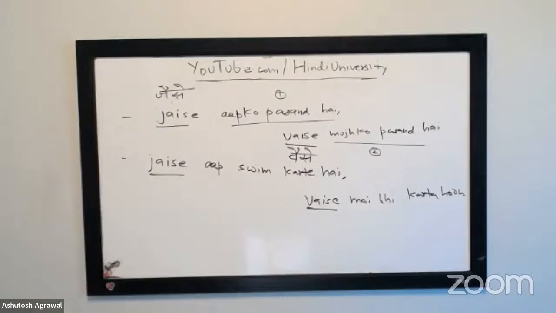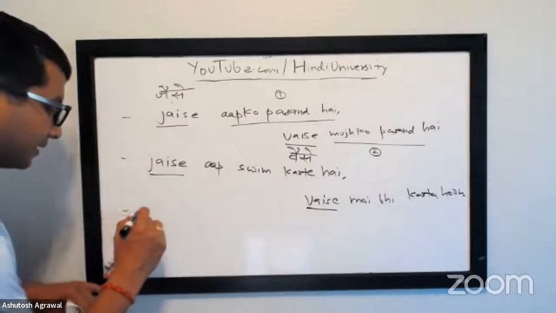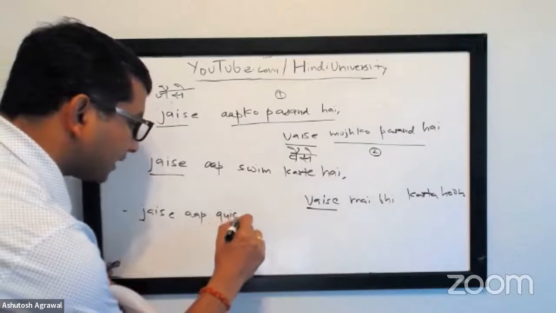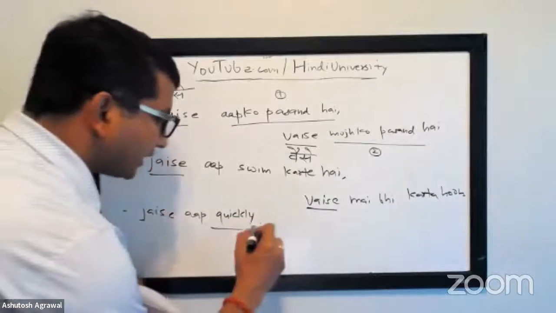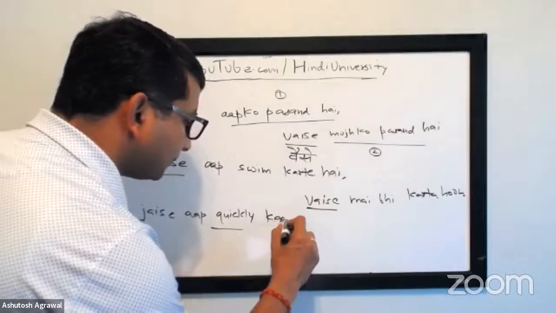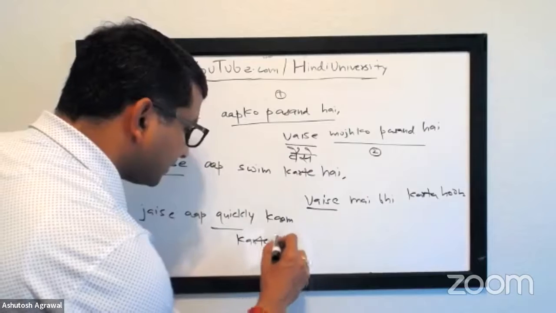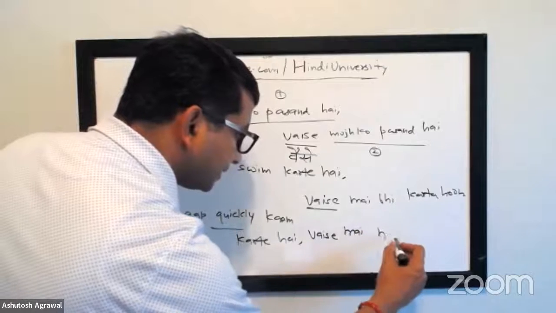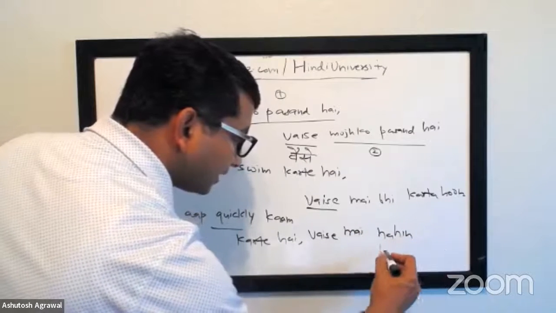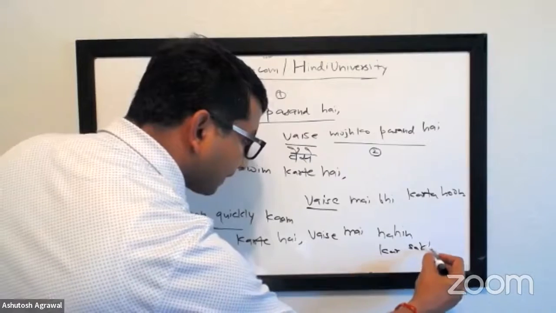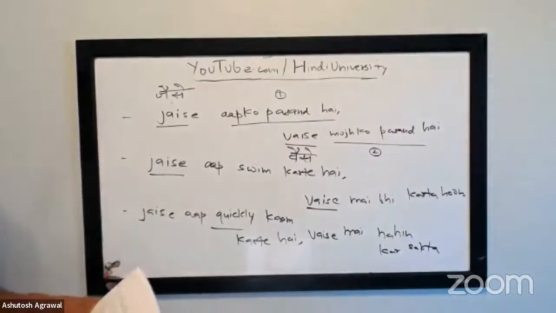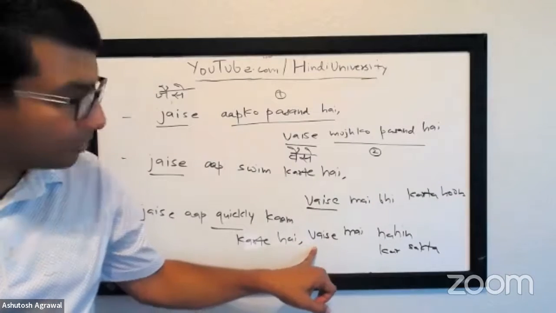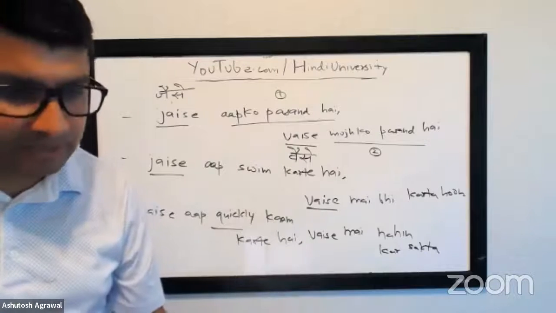Okay, let's compare and contrast. जैसे आप quickly, I'm going to just write down quickly here just to make it easy. जैसे आप quickly काम करते हैं वैसे मैं नहीं कर सकता, which is the same as I cannot work as quickly as you. मैं आपके जैसे क्विकली काम नहीं कर सकता.